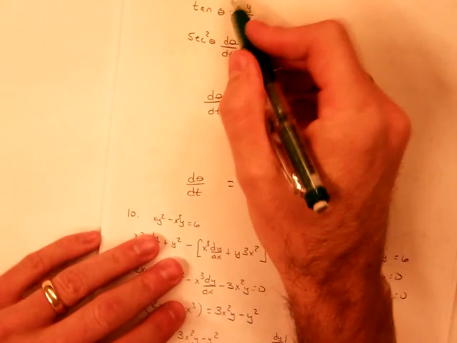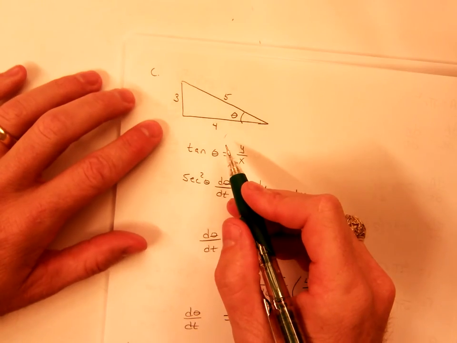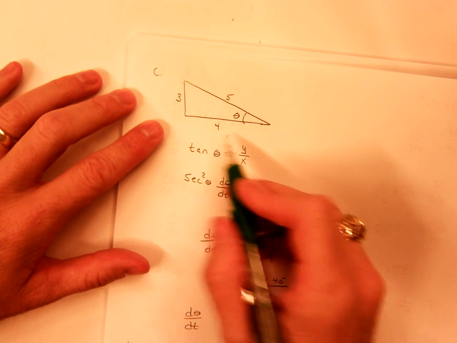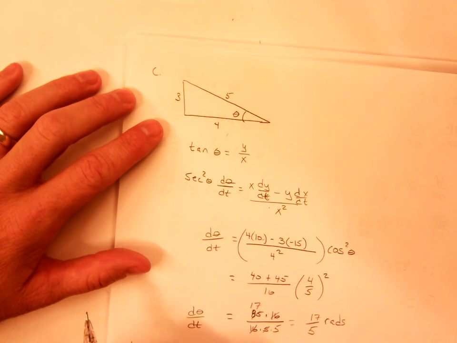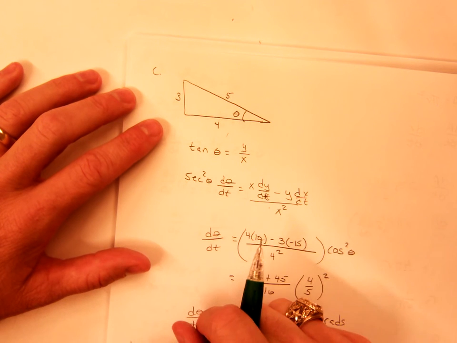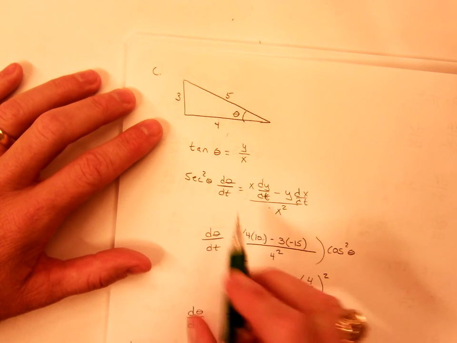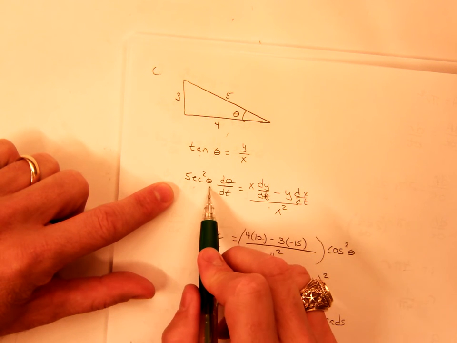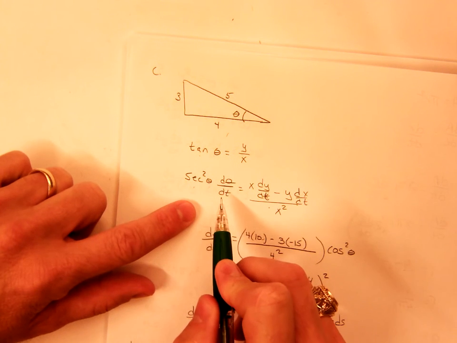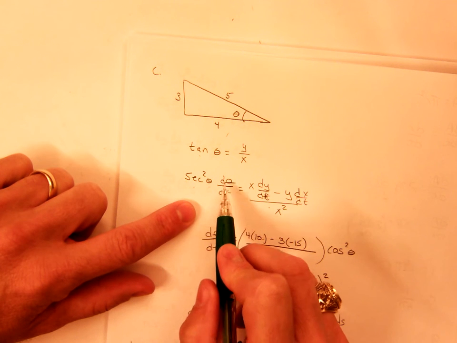Next one says, what about the angle? How much is this angle changing with respect to time? So I draw the triangle again. You could have used any trig identity you wanted to on this: sine, cosine, or tangent. I chose tangent. I don't know why, but I did. So the derivative of tangent theta is secant squared theta, and then I've got to take the derivative of theta with respect to time, so times d theta/dt, and that's actually what I'm looking for.